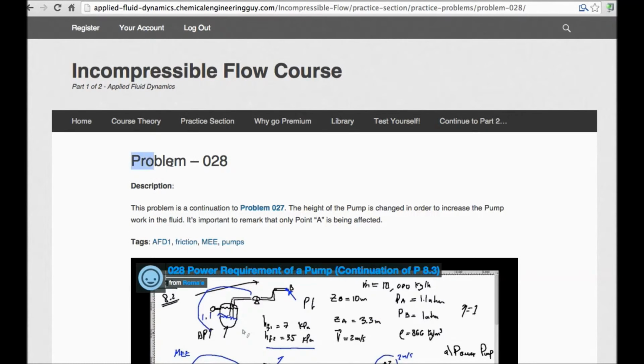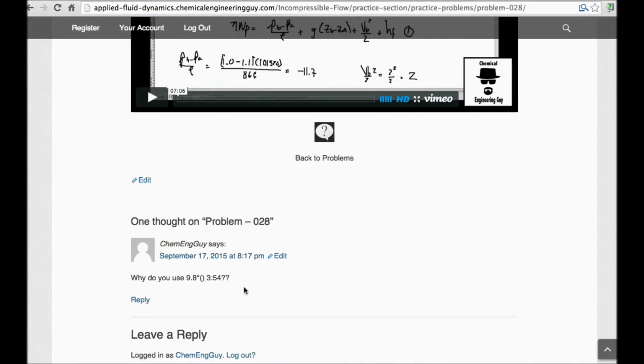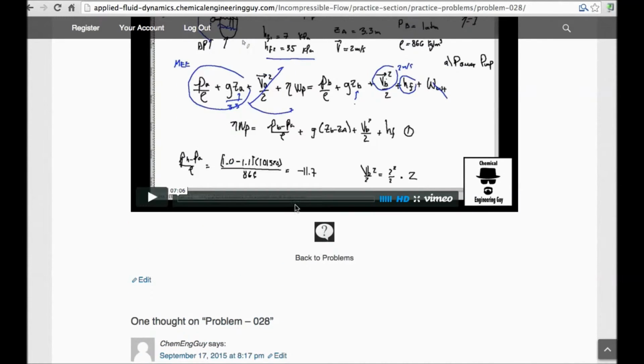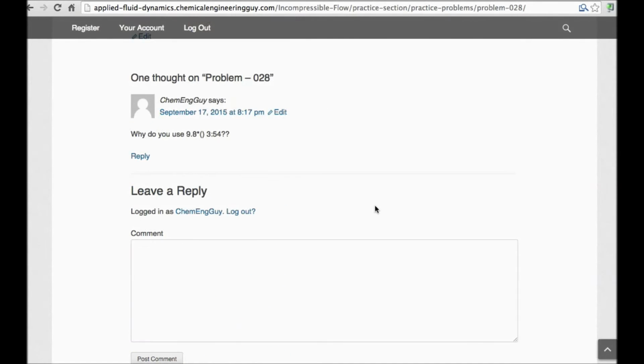For example, we are right now in point 28. If you have any doubt, for example, I added this one as an example, whether you use 9.8 in minute 3:54, so I go to 3 minute 54, and you got this 9.8, I will answer you that this is due to the fact that I'm using gravity in the SI unit system, which is 9.8. You can leave it here and I will answer you as soon as possible.